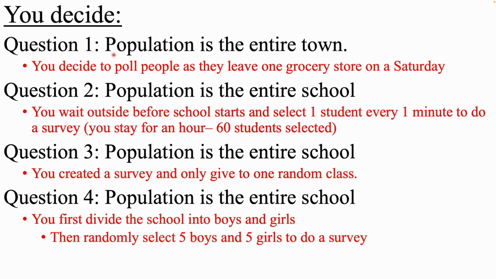So question 1, the population is the entire town, but you decide to poll people as they leave one grocery store at a time on Saturday. Second, the population is the entire school, and you wait outside before school starts and select one student every 1 minute to do a survey. And you stay for about an hour, and 60 students are selected. Question 3 says the population is the entire school. You created a survey and only give it to one random class. Last one, the population is the entire school, and you first divide the school into boys and girls, then randomly select 5 boys and 5 girls to do a survey.